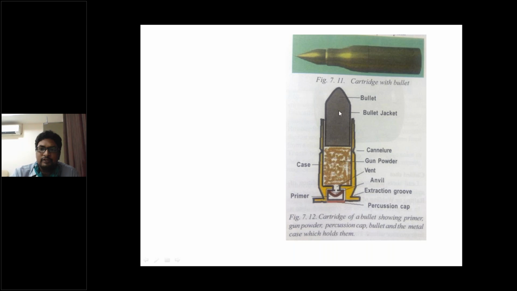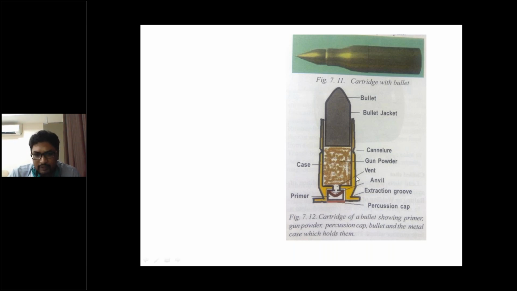There are two types of bullets, jacketed and unjacketed. Jacketed means the bullet is covered with copper and nickel shields, so that it will stay as a unit. Unjacketed lead bullets can cause erosion while traveling through the barrel of the gun, thereby leaving fouling of the barrel. That's why they cover the bullets with jackets. So that is called the bullet jacket.